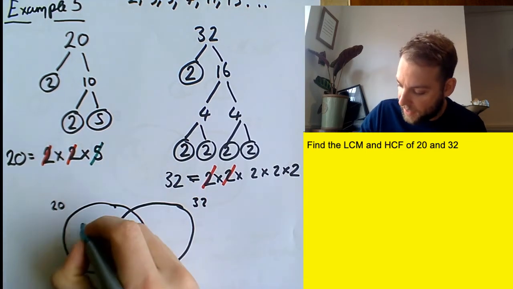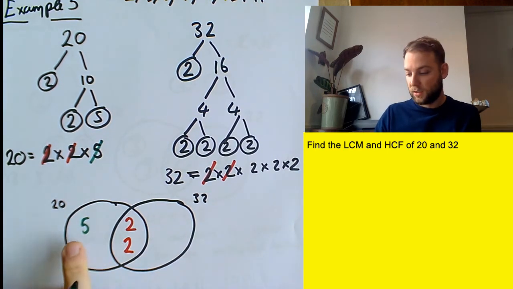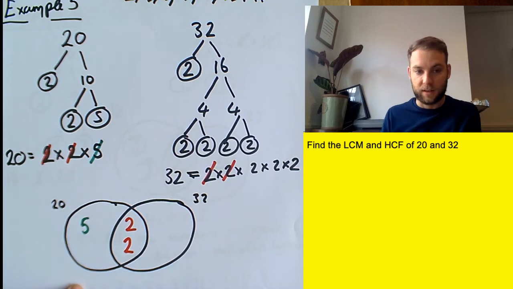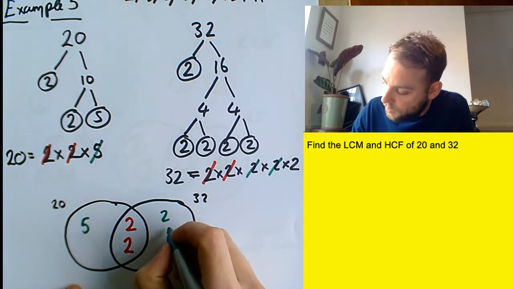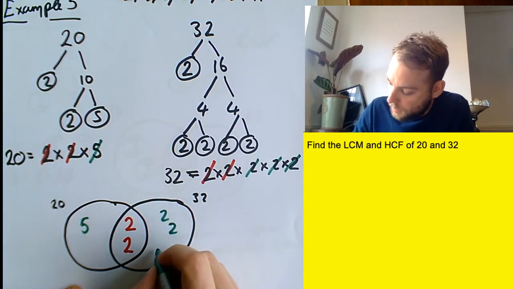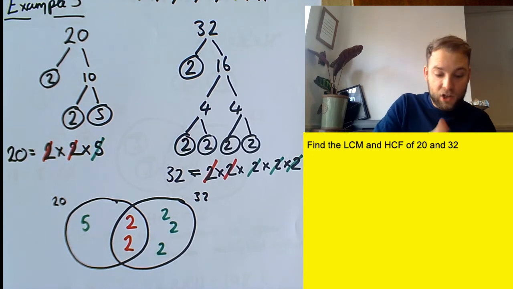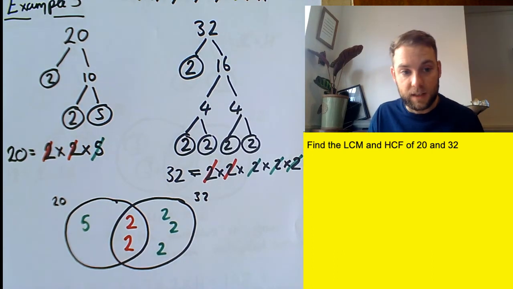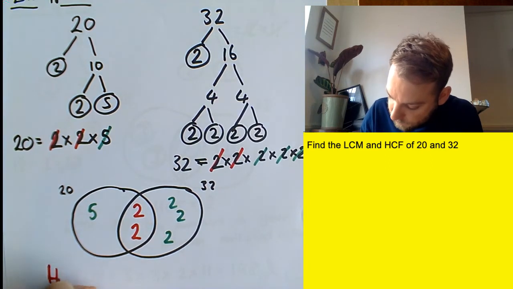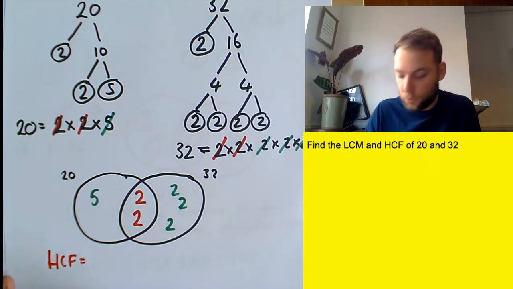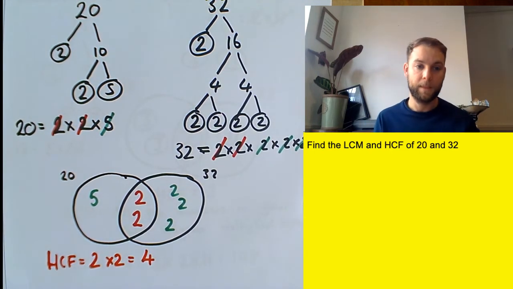So the next part, what's left over here? Well, I've got a 5 there. That needs to go on the 20 side. So remember, in this circle is everything for 20. So 5 times 2 times 2, which is back to 20. And what's left over in this one? Well, there's a 2, there's another 2, and there's another 2. And that's that one done. So the highest common factor are these numbers in the middle. So the highest common factor of this is equal to 2 times by 2, which is equal to 4.